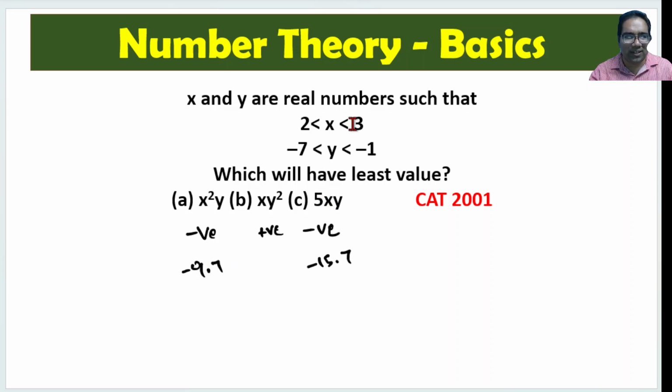But 5xy: 5 into 3, 15, into y, which can still go till minus 7. This can go to minus 15 times 7. Clearly, this is smaller than this. Minus 9 into 7 versus minus 15 into 7. Minus 15 is clearly smaller. So 5xy can become lower than x square y. So 5xy is the answer.